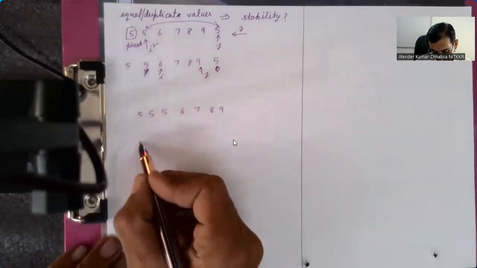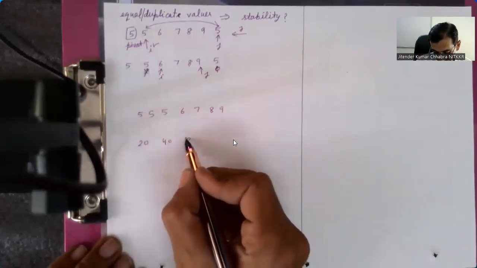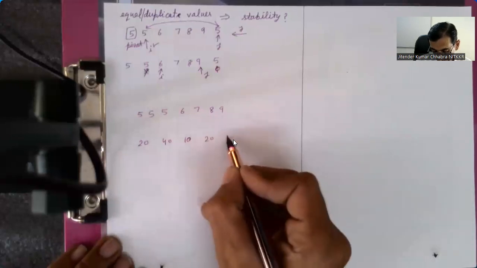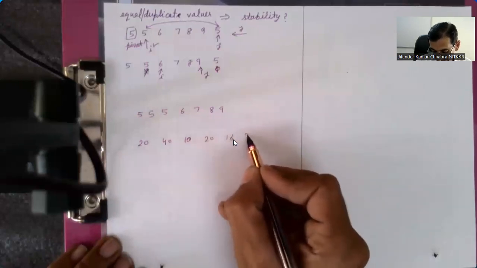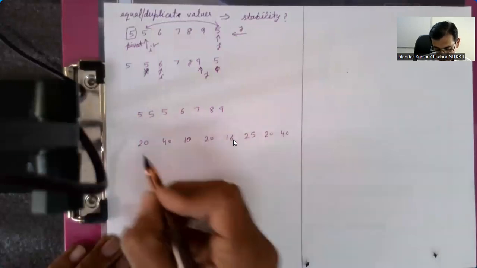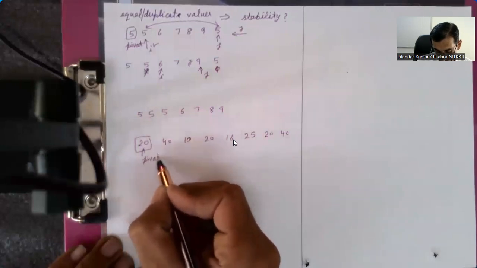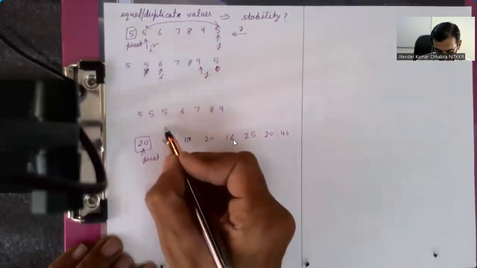So taking another data, let's say I have 20, I have 40, I have say 10, I have again 20, I have 16, I have 25, I have 20 again, I have 40. This is a pivot. So for equality, let's see what will happen.